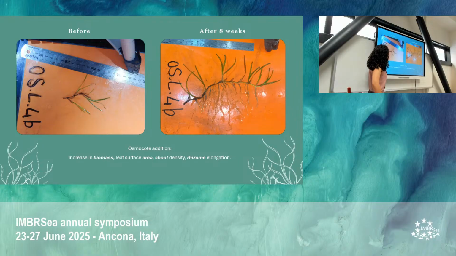This is just a picture of the same plant before and after the treatment with osmocote at low concentration. So we can see that osmocote clearly increased biomass, leaf surface area, shoot density, and rhizome elongation.